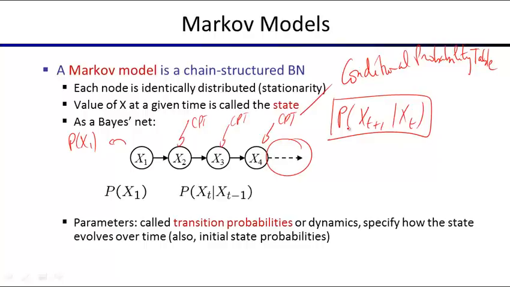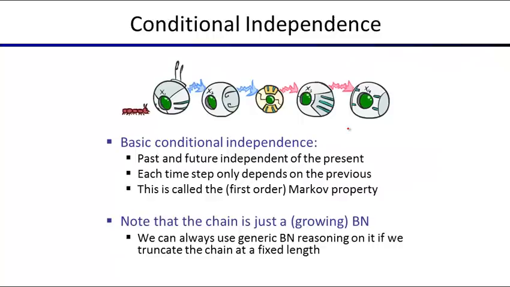Okay, so what assumptions are we making in this type of model? Remember that when we have a Bayes net, by looking at the graph, we can infer conditional independences that are guaranteed to be true no matter what numbers are being chosen for the CPTs. So for this type of model, the Markov model, the main assumption we make is that if we know what the state is at the current time, so X at the current time, then that makes conditionally independent any variable before that time from any variable after that time.